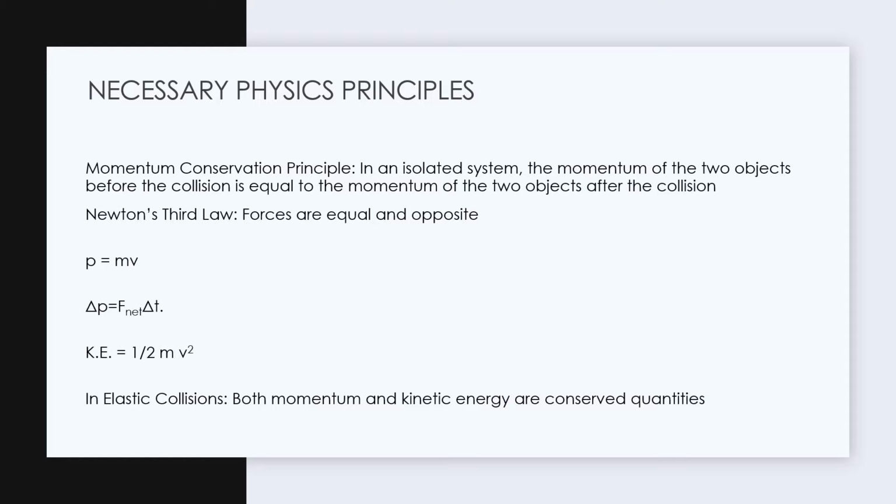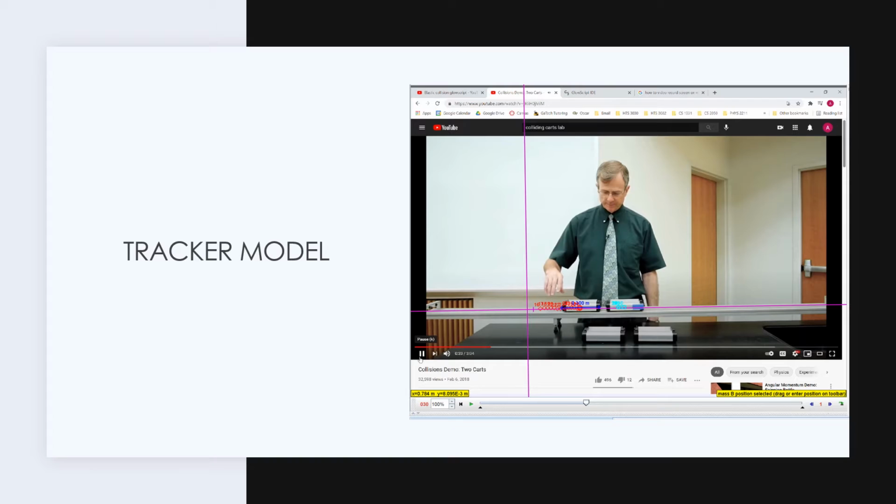The equations used in this observation are momentum is equal to mass times velocity and kinetic energy is equal to 1/2 times mass times velocity squared. In the computational model, it is also necessary to understand the relationship between momentum and force using the equation that momentum is equal to force times change in time. To find the values of the initial velocity and positions of the masses needed for the creation of the computational model, I used Tracker to measure the motion of an elastic collision between two cards on a frictionless ramp.